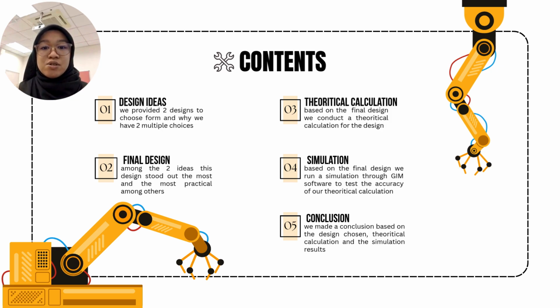Going through, we will explain about the design's ideas, for which we provide two designs to choose from, and then we will explain about our final design chosen, and then we will also explain about the theoretical calculation about the design we choose. After that, we will use simulation to explain and test the accuracy of our theoretical calculation. And finally, we will conclude this presentation.